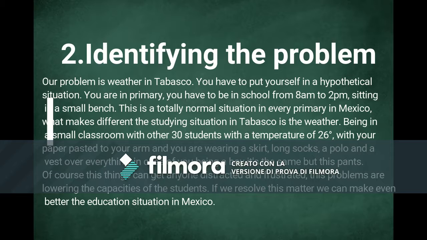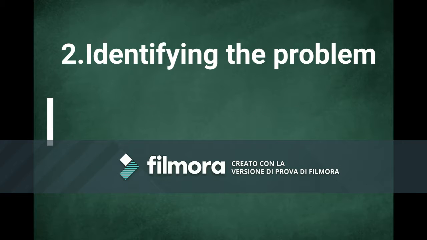Being in a small classroom with other 30 students with a temperature of 26 degrees, with your paper pasted to your arm, you're wearing a skirt, long socks, a polo, and a vest over everything. In case of you being a boy, it's the same, but with the pants. Of course, these things can get anyone distracted and frustrated. These problems are lowering the capacities of the students. If we resolve this matter, we can make even better the education situation in Mexico, in Tabasco.